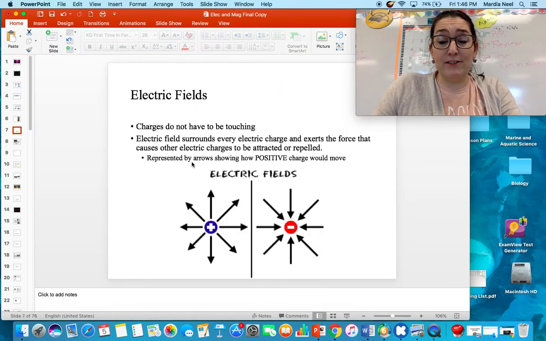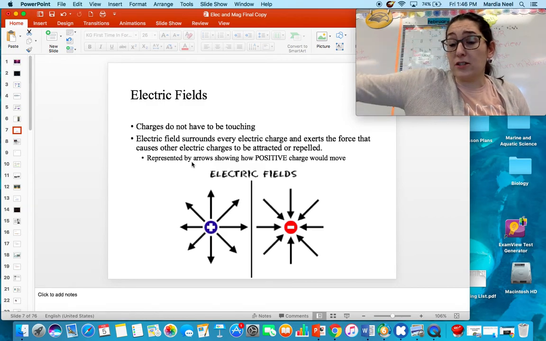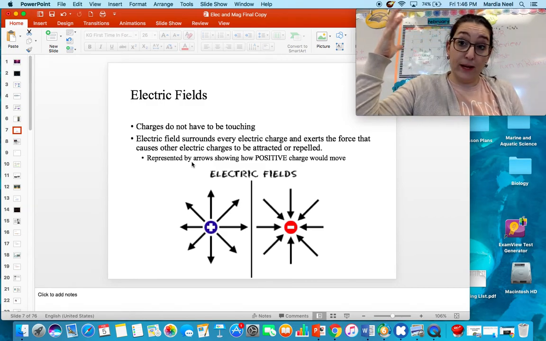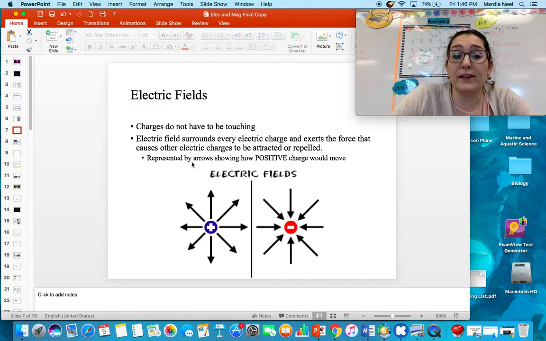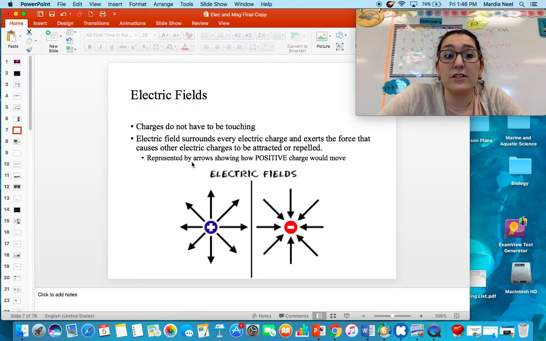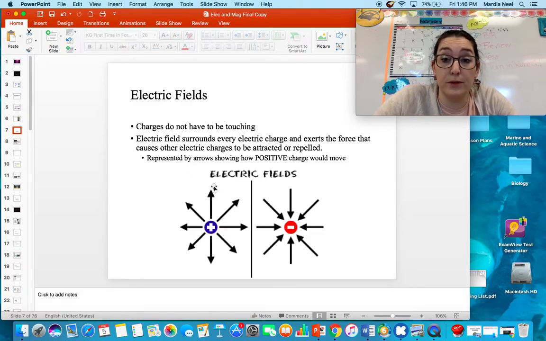But charges don't have to be touching. Like I just said, that balloon can be across the room. It doesn't have to be touching my head. It could be like right here, and my hair might still stand on end. So an electric field surrounds every electric charge and exerts the force that causes them to be attracted and repelled. The arrows show us how the positive charges would move. A positive charge is going to move away from another positive charge because they're alike and they don't get along. And a positive charge is going to be attracted to a negative charge because opposites attract.